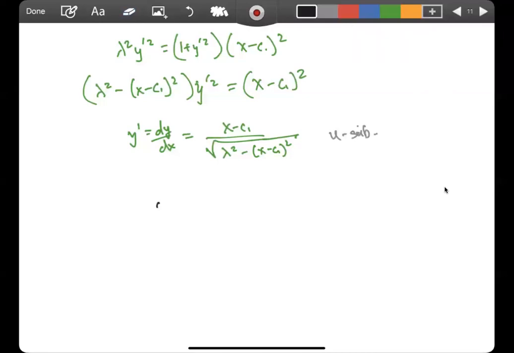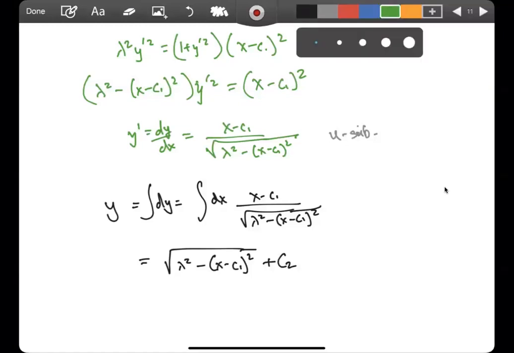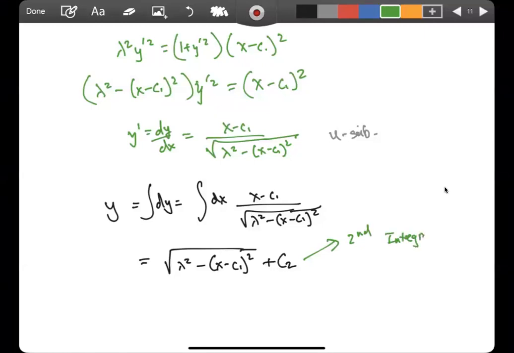Do that integral, but you're just going to get that the integral of dy is equal to y, which is then equal to the integral over dx of (x minus c1) all divided by the square root of lambda squared minus (x minus c1) squared. Excuse me. So integrating this, here I'm just going to use a u-sub, but this turns out to be the square root of lambda squared minus (x minus c1) squared plus some other c2, where this is my second integration constant, because we're doing two integrals at the end of the day. Now these integration constants we're going to get rid of by using our boundary conditions in a second.